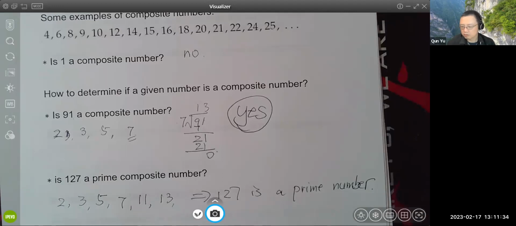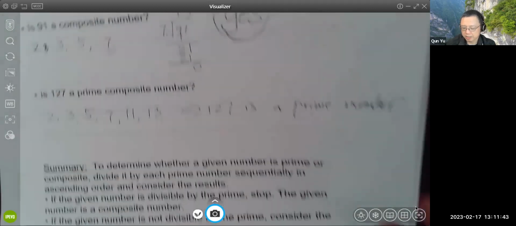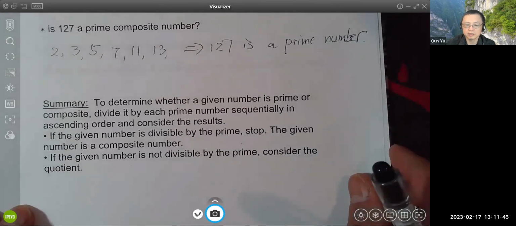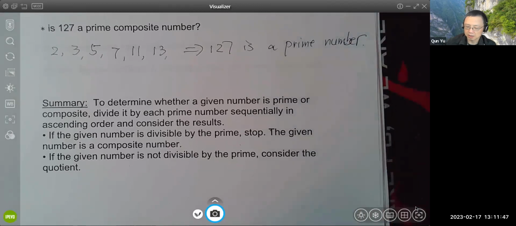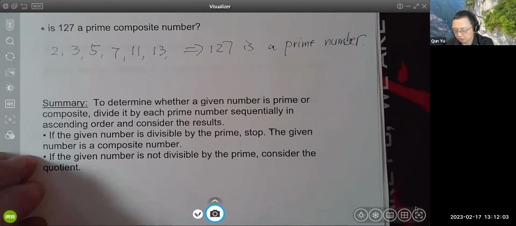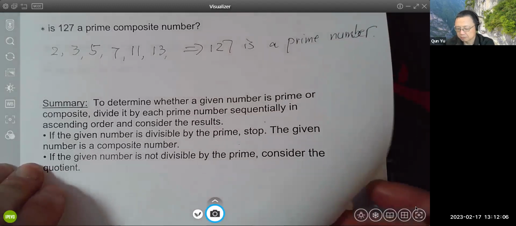Okay, let's move on to the next one. This is the summary of how to perform this division to determine if a given number is a prime number or a composite number. Take a look at it. And there's a little bit more on the next page.